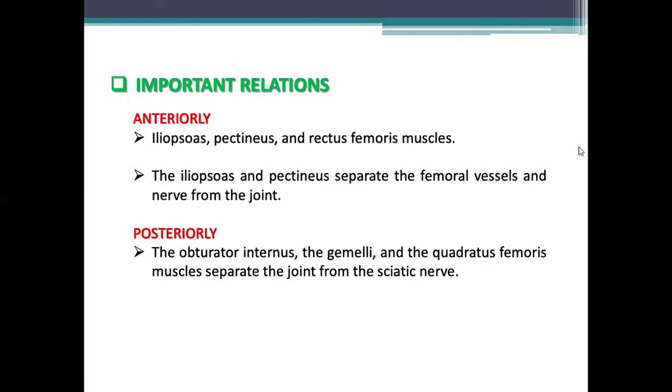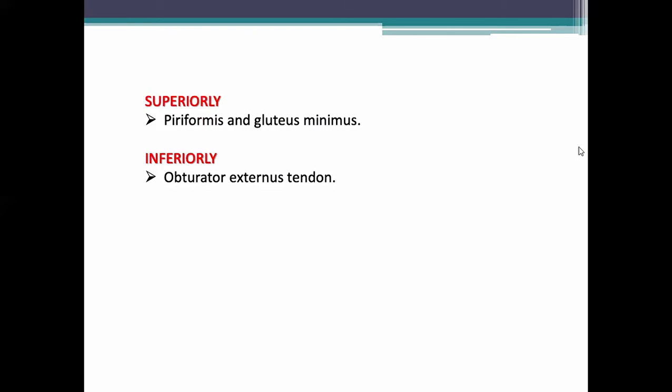So, important relations anteriorly. Anterior to the joint are the iliopsoas, pectineus, and the rectus femoris muscles. The iliopsoas and pectineus separate the femoral vessels and nerve from the joint. Posteriorly, these are the structures posterior to the hip joint: obturator internus, the gemelli, quadratus femoris. So the muscles separate the joint from the sciatic nerve. Superiorly, the piriformis and the gluteus minimus, and inferiorly, the obturator externus tendon.